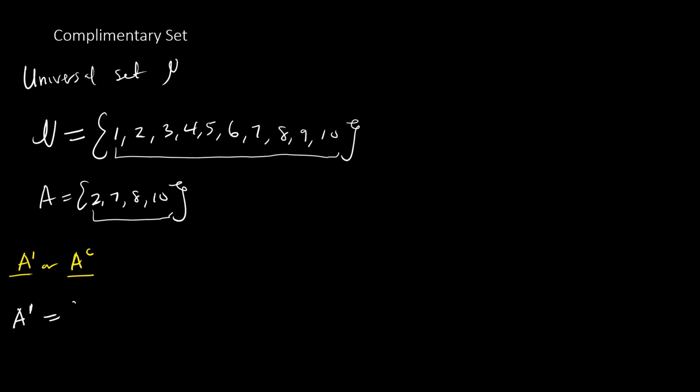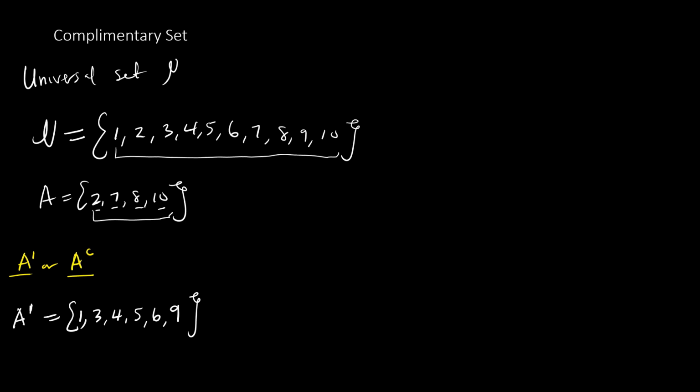So we have A complement equal to, here we have 2, 7, 8 and 10 in set A, but in the universal set we have 1. It's not in set A, so it's part of the complement of A. We have 2 in set A, so it's not included. We have 3, 4, 5, 6, and 7. 7 is in set A, so we didn't include it. 8 is in set A, so we are not to include it. 9 is not in set A. These are the elements that form the complement of set A. So that is how we can define the complementary set.